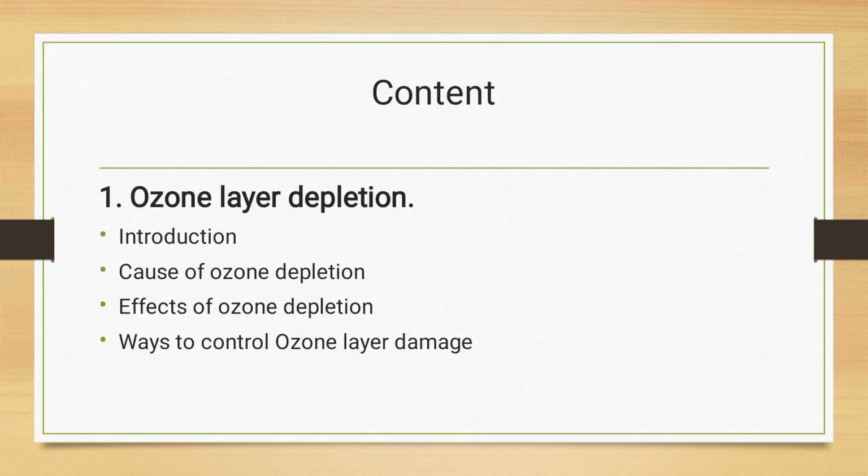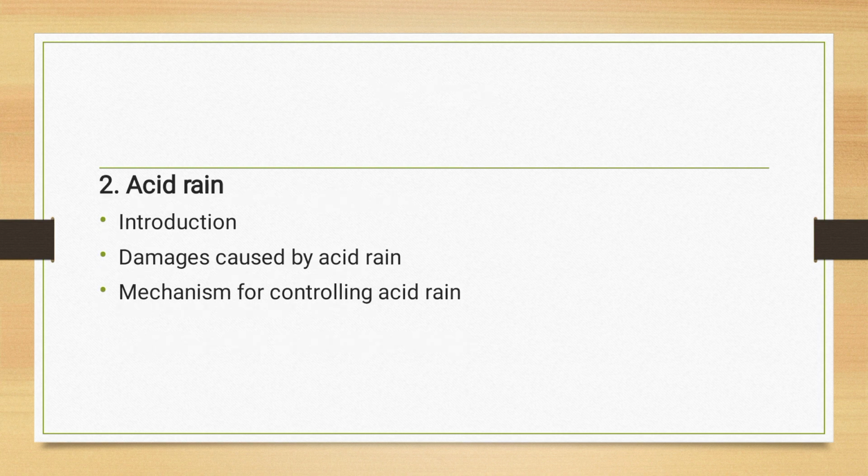Today, we'll be studying ozone layer depletion. We'll introduce what the ozone layer is, what ozone layer depletion is, the causes of ozone layer depletion, the effects of ozone layer depletion, and how to control the ozone layer damage. After that, we'll move on to acid rain, the damage caused by acid rain, and the mechanism for controlling acid rain. Okay, let us start.